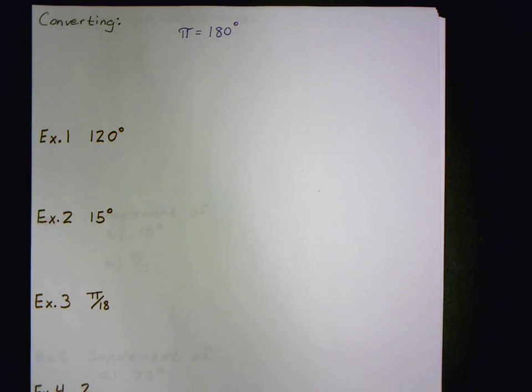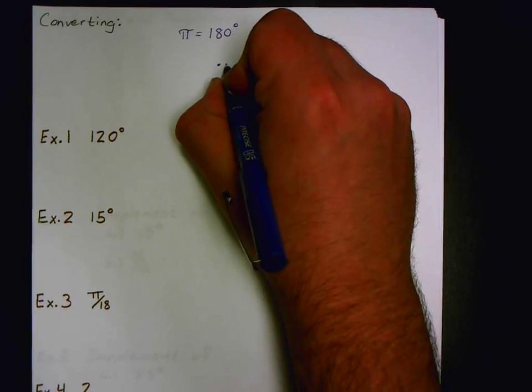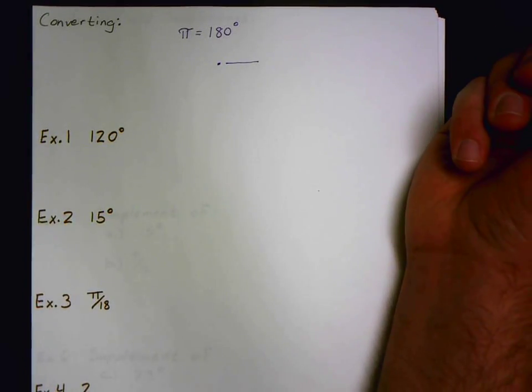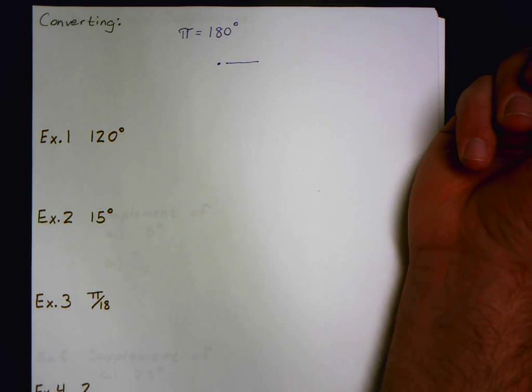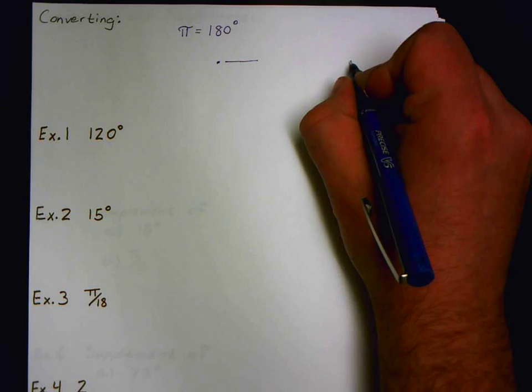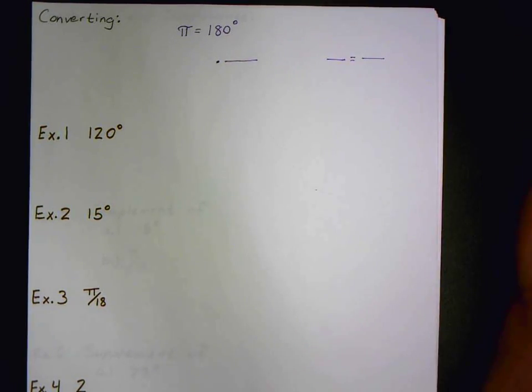Now, there's two ways of doing this. One way is you can multiply by the fraction, like doing unit converting. The other way is you can set up a proportion and use cross multiplying. I don't care which way you do it. I can show you both ways. It honestly doesn't matter. Either way will get you the correct answer.